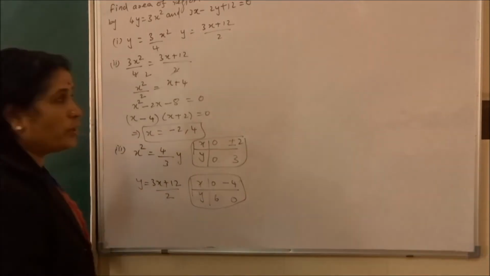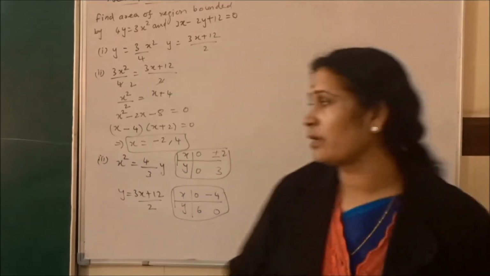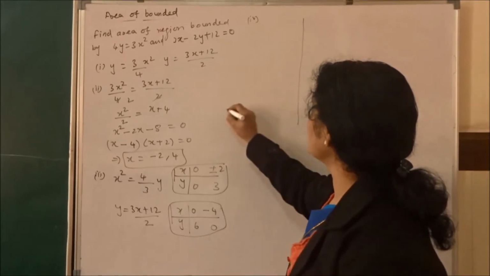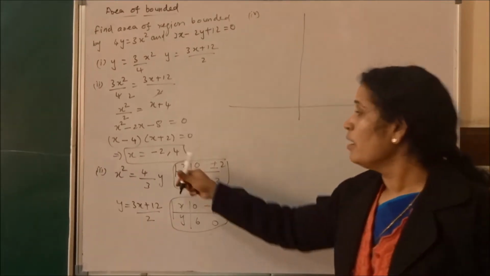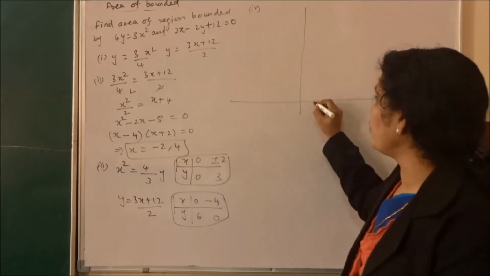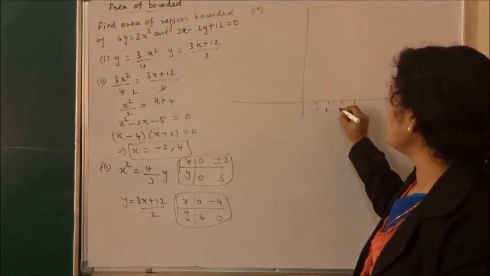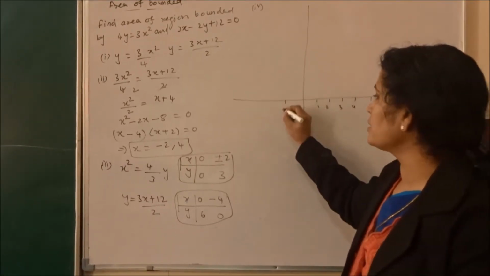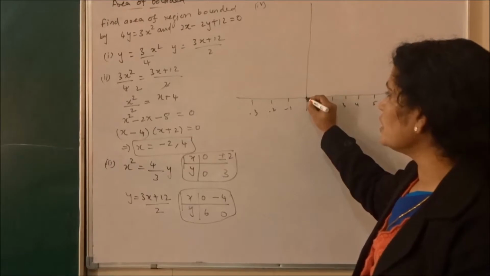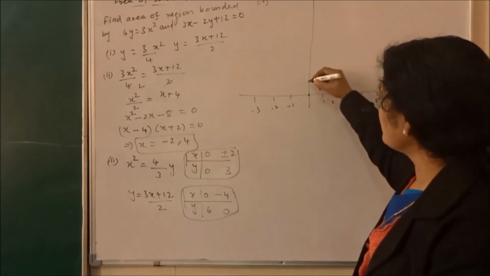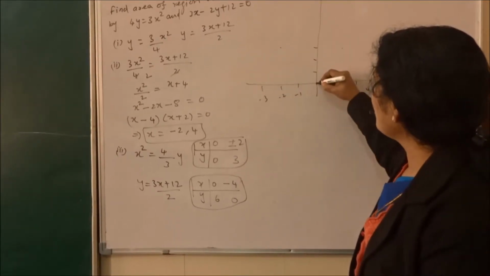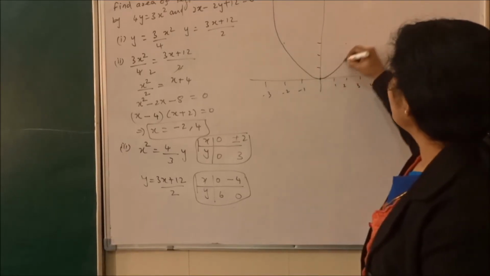Now step number 4 is the rough diagram. This is a rough diagram, not the exact diagram. You know, the parabola and the straight line intersect at minus 2 and 4. On the x-axis I take 1, 2, 3, 4, and on the negative side minus 1, minus 2, minus 3. The parabola passes through 0, 0. On the y-axis is 3, and on the x-axis plus 2 and minus 2. Now it goes like this. This is the parabola equation.